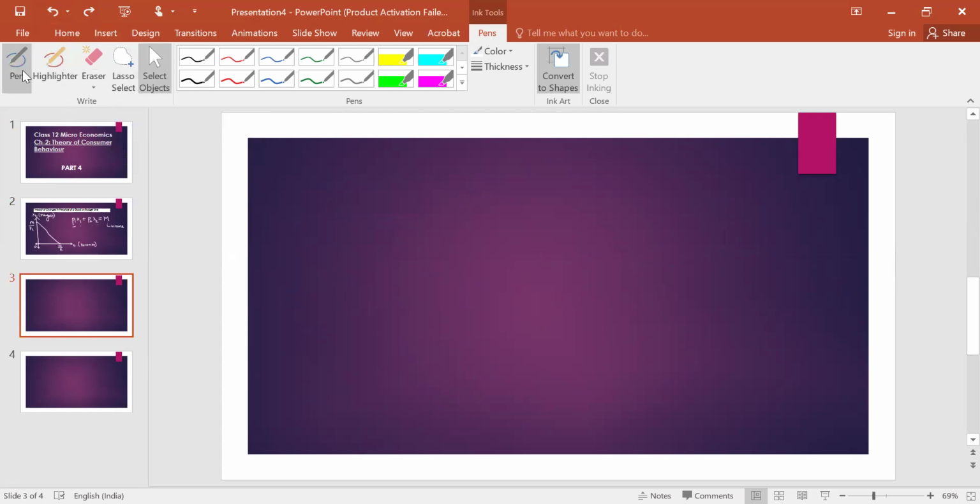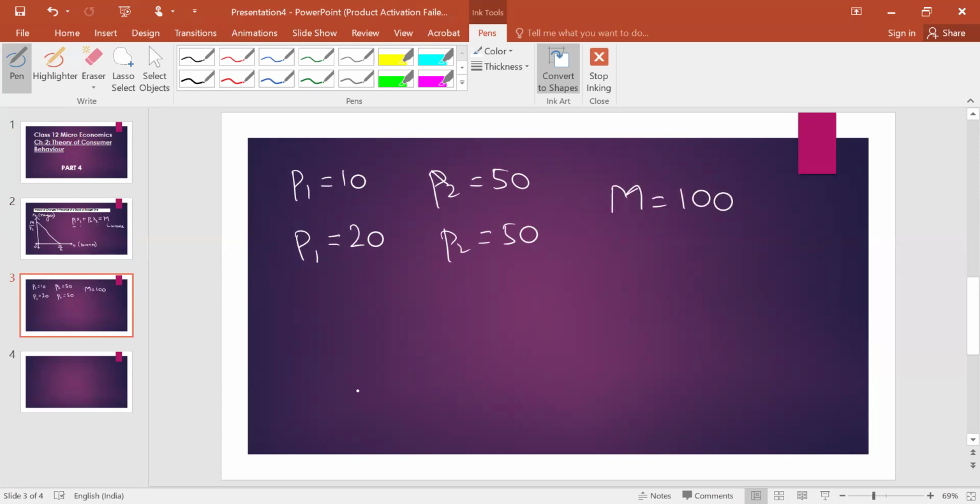Now, what happens if, let's say, P1 was earlier 10, and P2 is the same, 50. Now the price of good 1, the price of bananas, has increased to 20 rupees, and P2 remains the same at 50, and our income is 100. Okay, what would happen to the budget line? P1 dash. So this is the change. Now I'll see.